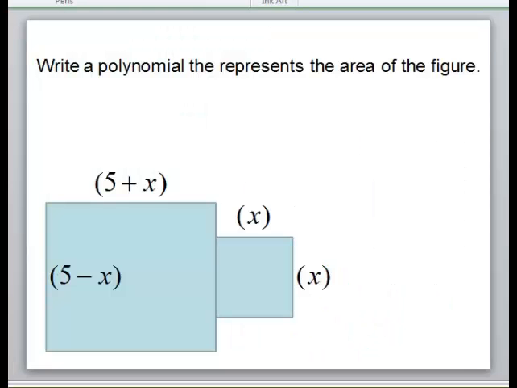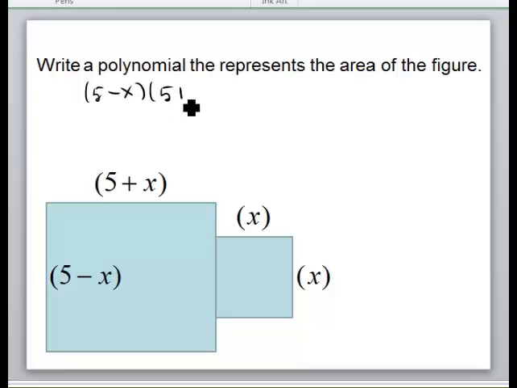This is my last special problem, and what it says to do is write a polynomial that represents the area of the figure. So we'll do that by finding the area of each part separately first. So this first part, I have 5 minus x times 5 plus x. So I'm going to find the area of this bigger rectangle. And then the area of the second rectangle would just simply be x times x. Now we're going to be adding these together because they're both attached to each other.